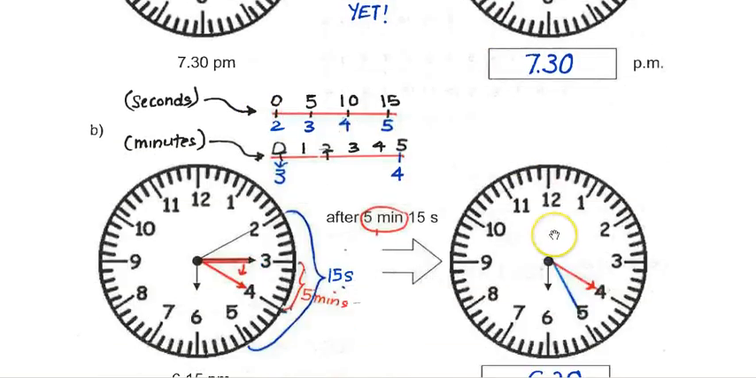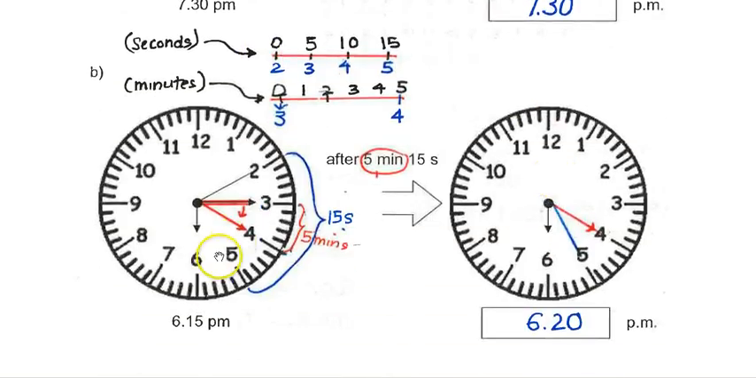Take a look. Now 6:15, after 5 minutes and 15 seconds. So after 5 minutes, look at the minute hand. It goes from 3 to 4, 5 minutes. You can see it's 5 minutes here. So from here it has passed 5 minutes. It should be from 6:15 to 6:20.